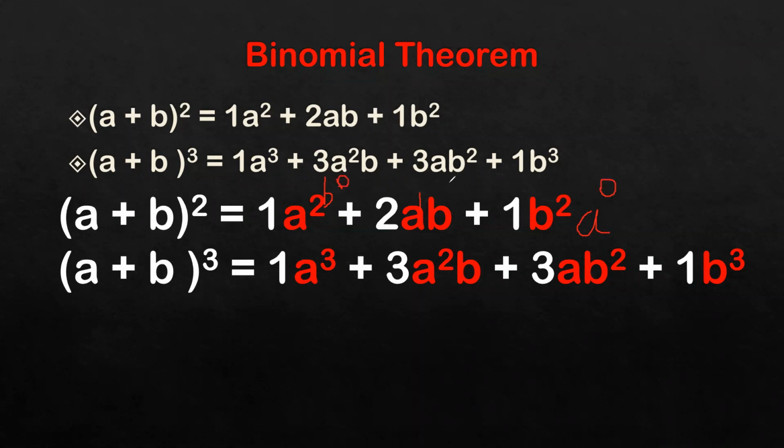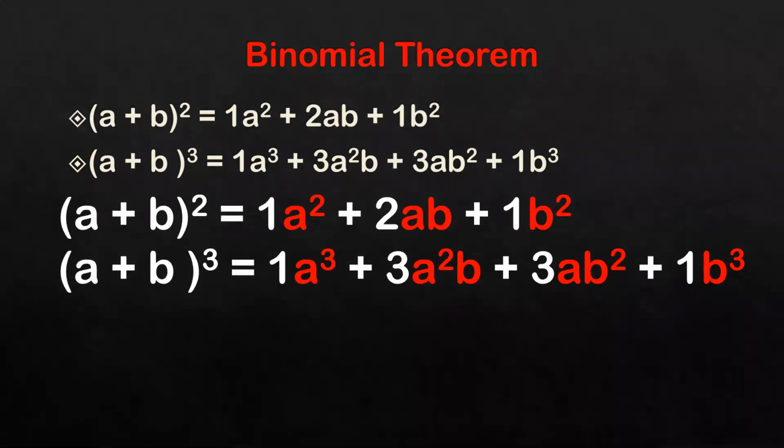Then single b stands for b raised to 1 and b square. If you didn't follow, pay attention for this. a cube, a square, a raised to 1. And here you cannot see any a, but I can write a raised to 0. Similarly, b square, b cube, and here you cannot see any b, so I can write b raised to 0.